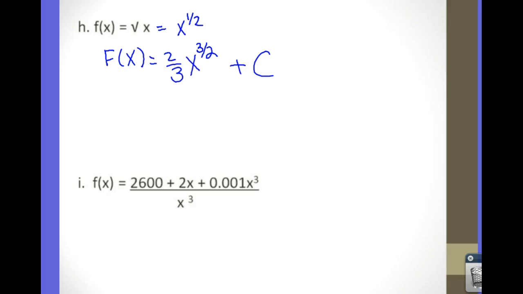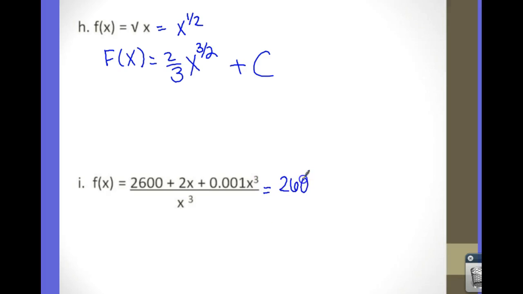Okay, how do you do this one then? Because you don't have a quotient rule. No, this is not an LN. Integrate the top and the bottom? No. Put them all over, like he said.